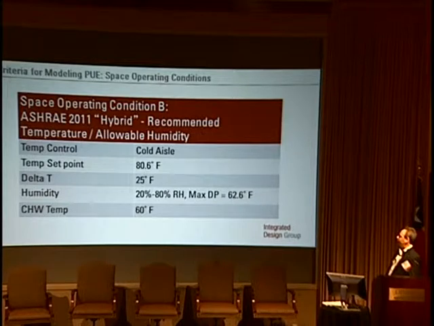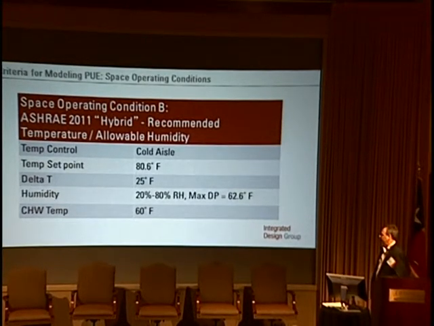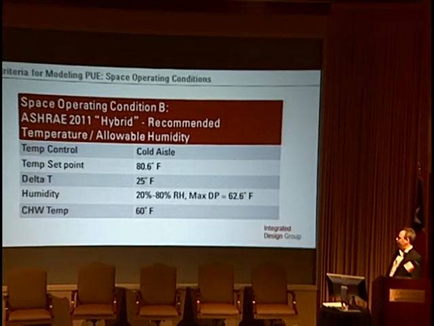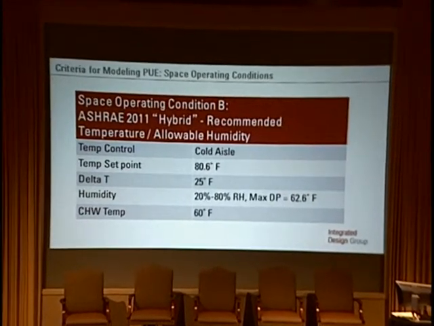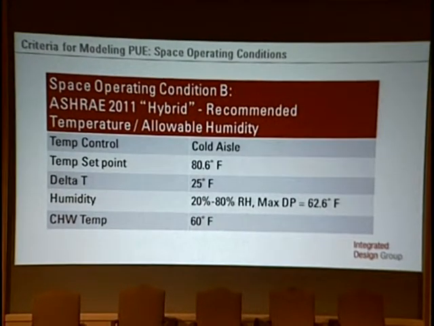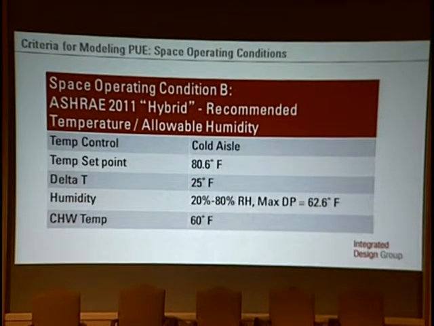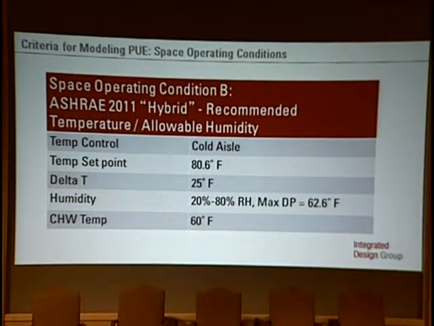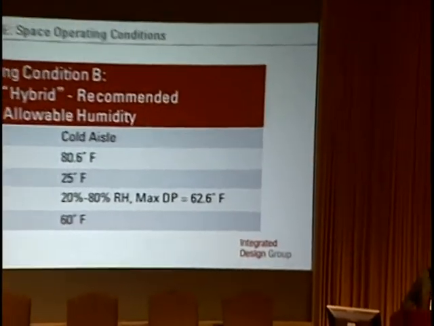Humidity range, this is the big one. We've gone to allowable rather than the recommended, which is their widest range. That's 20 to 80% relative, with a maximum dew point of 62.6. And also, we've allowed the chilled water temperature to be reset up to as high as 60 degrees, if possible. So when you don't have to dehumidify, you only need to maintain 80%, then you can raise your chilled water temperature, which makes your chillers more efficient.